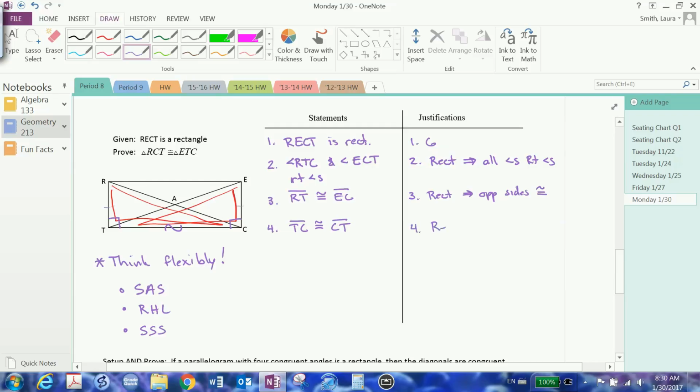Okay, next I need the reflexive side. So TC is congruent to CT. Watch your correspondence, right? You see these overlapping, there's that reflection. This is reflexive. So what do I have? I have right, I have, oh shoot. That's not setting it up for RHL.